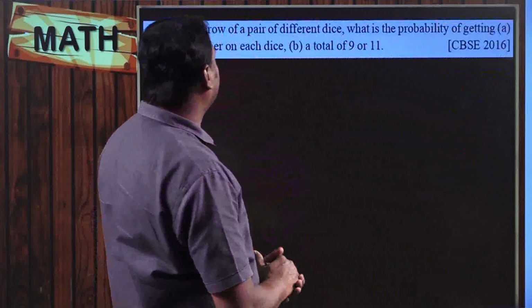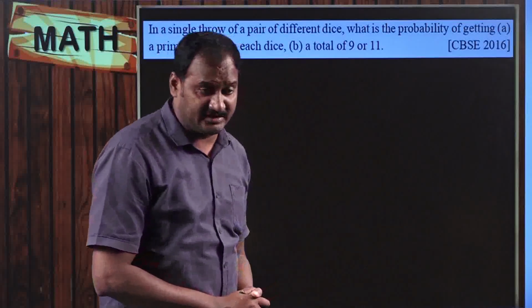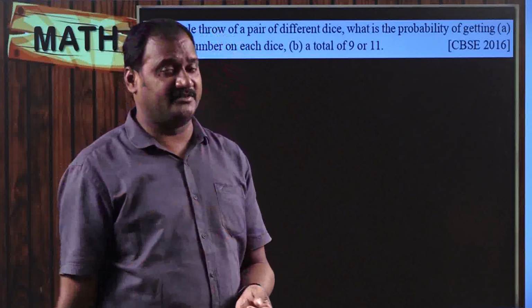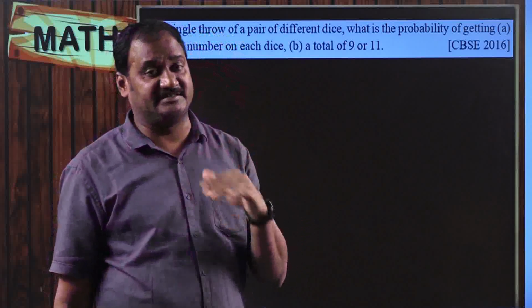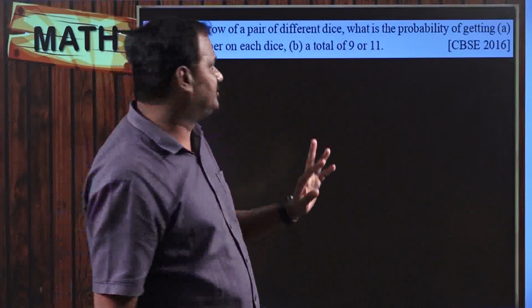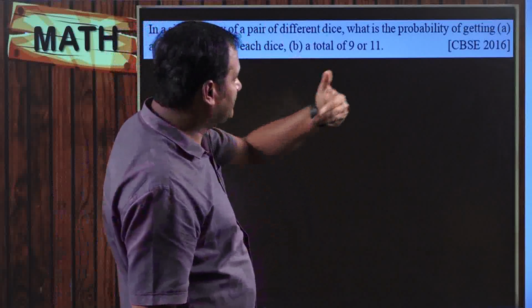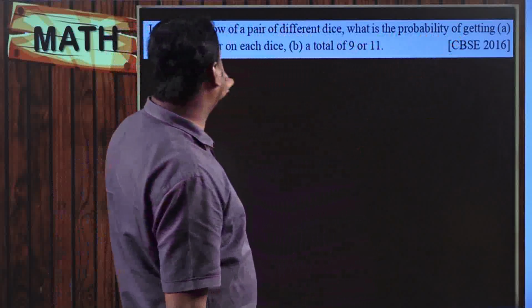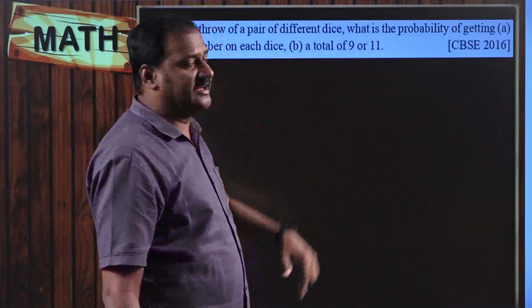In a single throw of a pair of dice, we already discussed that when you are rolling a die 2 times, otherwise rolling 2 dice at a time, the result remains unchanged. Means the resultant outcomes remain unchanged. A single throw of a pair of dice, when you are rolling 2 dice. So what is the probability of getting a prime number on each dice and a total of 9 or 11?